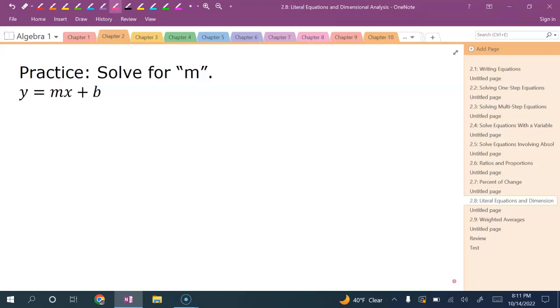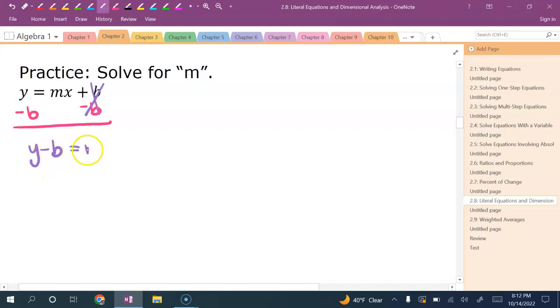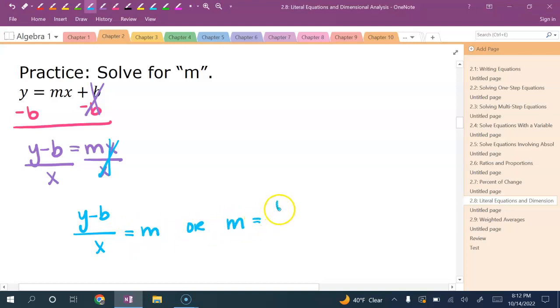So for this one, we want to solve for m. The first thing I would have done is subtracted b. So it says y minus b equals mx. Now I still have x next to m, so then I would have divided by x, and I would have divided all of that left-hand side by x. So now it says y minus b all over x equals m. Or some of you might have switched it around and put m first, and then y minus b all over x. It's okay to give me either one of those expressions there.